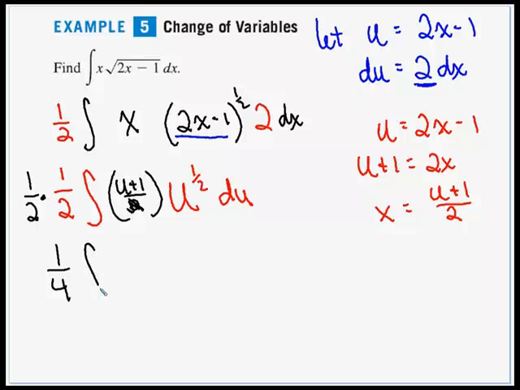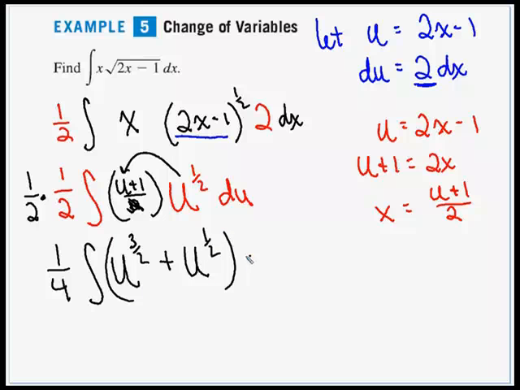And then we have our antiderivative of u plus 1 times u to the half. And let's distribute. u to the half times u to the 1st power is u to the 3/2. And then u to the half power times 1 is u to the half. And we have our du.